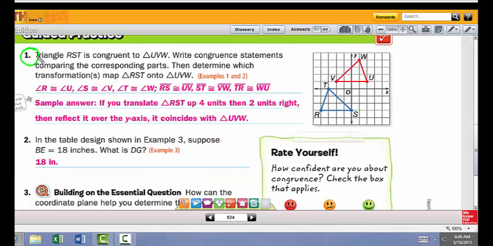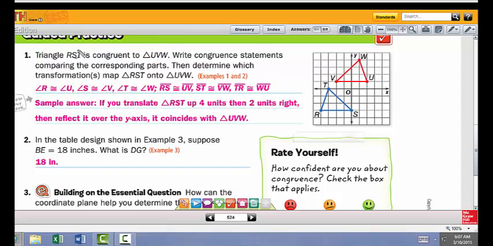Okay, let's take a look at problem number 1. Triangle RST is congruent to triangle UVW. Write congruent statements comparing the corresponding parts. So we could look over here and put the hash marks in and whatnot, but I don't think you really need to, because remember I told you that you can say that R is congruent to U just by position. So there's the R to the U. You can also say that S is congruent to V. Right, there's S congruent to V. And lastly, you can also say that T is congruent to W. These all, of course, are angles. So that's your first 3 statements there.